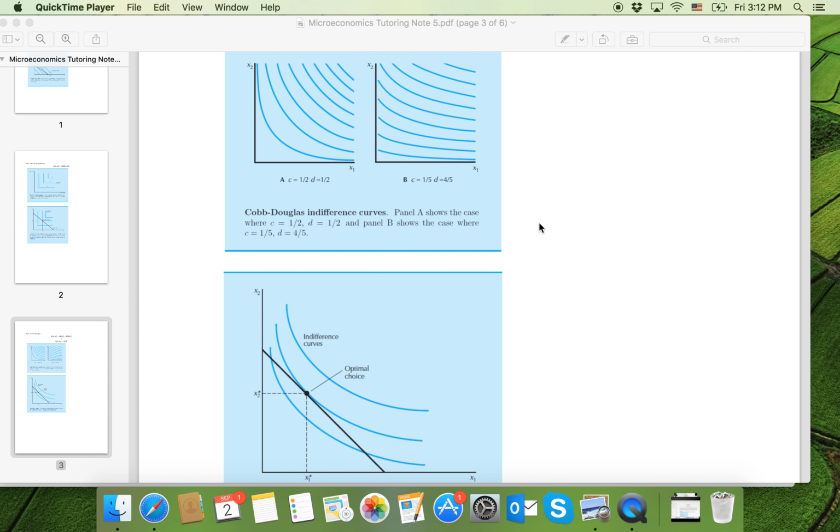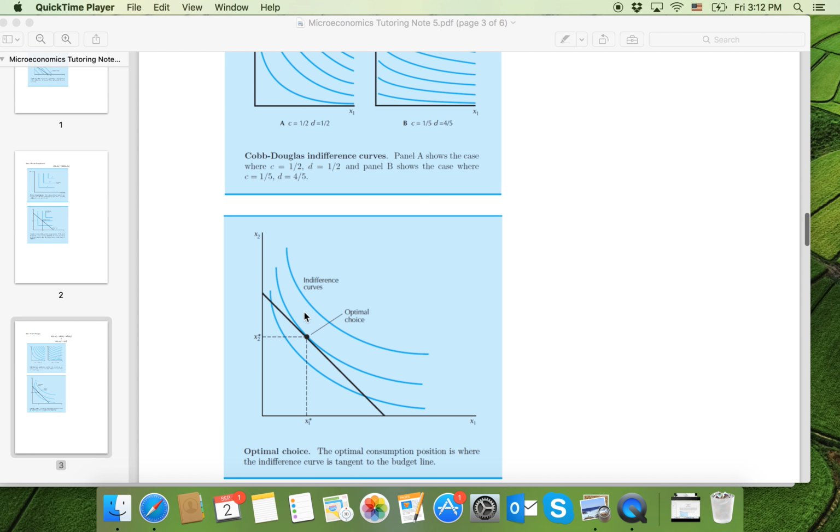And we have seen all these already. So this is a perfectly well-behaved indifference curve. And at this point, the tangent is the highest that the indifference curve can get within the constraint of the budget line. And at this point, MRS is equal to negative P1 over P2.